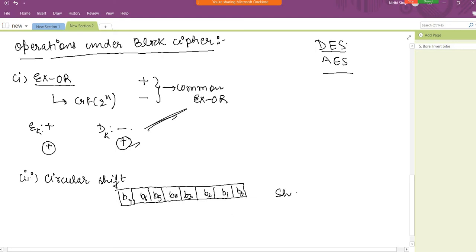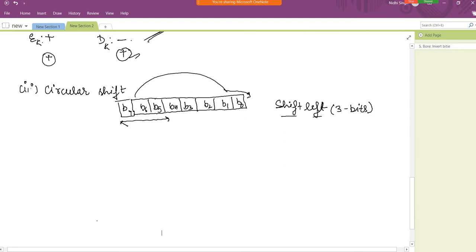Now I have to perform a shift left by 3 bits. Shift left means we have to focus on the left hand side and take 3 bits. Mention these 3 bits and put them over here. So what will be my output after shifting the bits? Very simple, that will be B4, B3, B2, B1, B0, then B7, B6 and B5.